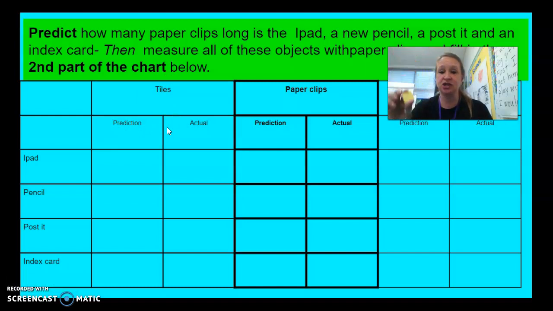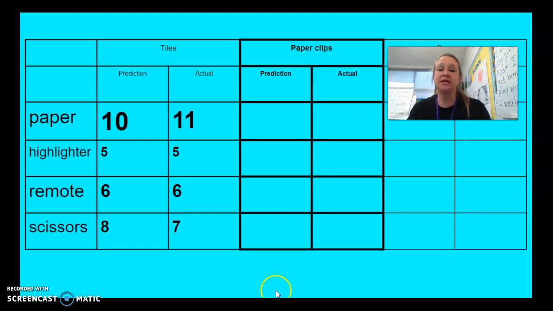Okay, so you filled in the chart with your prediction first, and then you measured it and wrote it down. Today you're going to be using paper clips to measure with. First, you're going to predict how many paper clips you are going to need to measure your iPad, your pencil, your Post-it, and your index card. And then you're going to actually measure it and write the number down. But first, let me go and measure my objects.